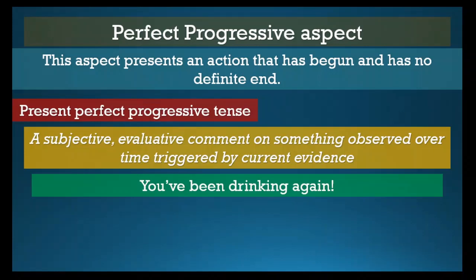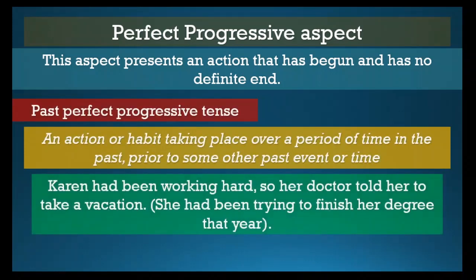Okay, given that that utterance is motivated by something observed over time and something that was triggered by current evidence. Okay, now, how about in the case of the past perfect progressive?